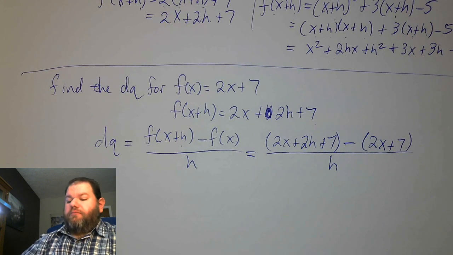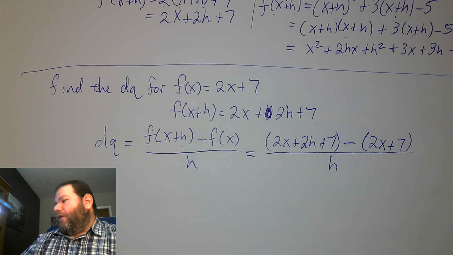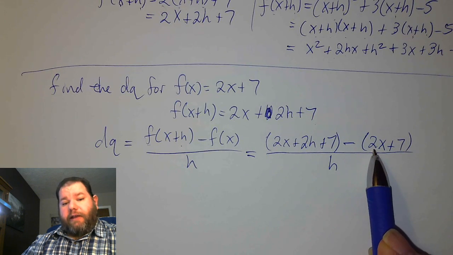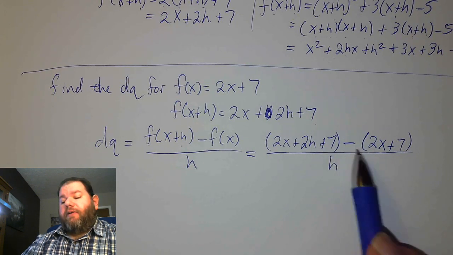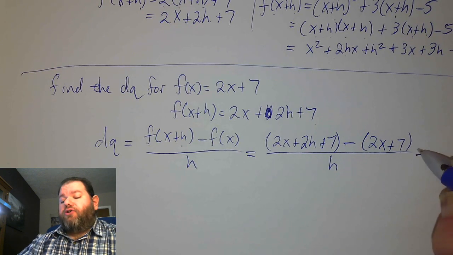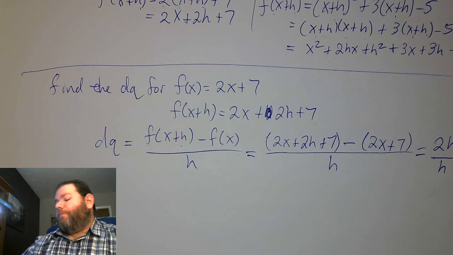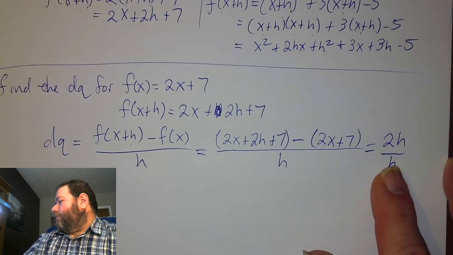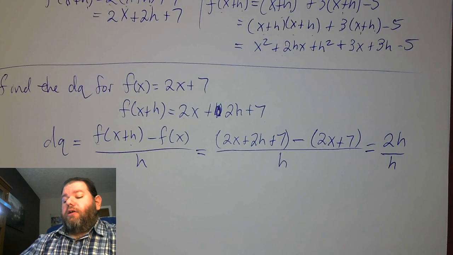Yeah, you jumped a little bit ahead, that's fine. 2x minus 2x, that cancels out. 7 minus 7, that cancels out. So we still are left with the 2h on top, and we have h on bottom. So we simplify the numerator to 2h. Our denominator is h, so now we can just cancel that and say our result is 2.